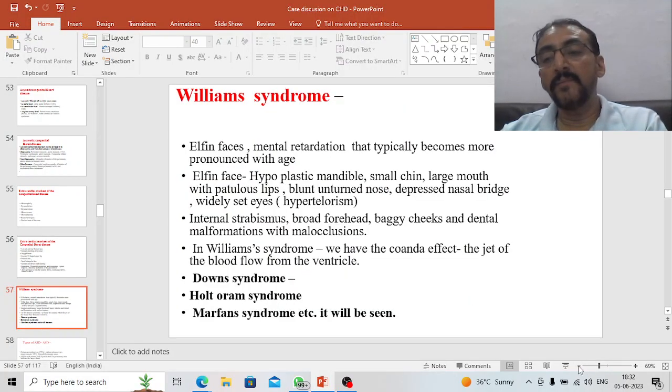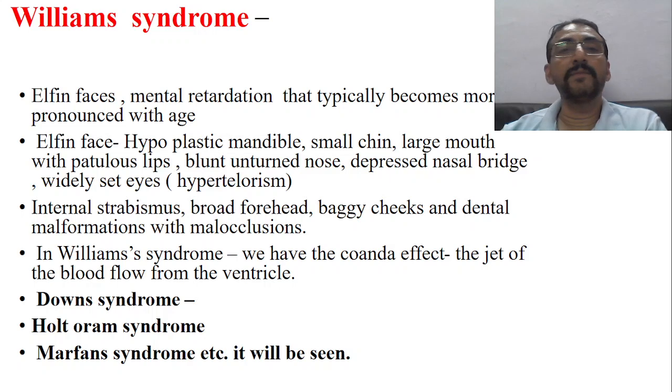Anyway, as I told, one of the important syndromes with which we find cardiac problems is Williams syndrome. If you look into Williams syndrome, the elfin facies will be there, and mental retardation will be there typically. Especially in Williams syndrome, the mental retardation is pronounced with age. As the age increases, the mental retardation increases. Elfin face means hypoplastic mandible, small chin, large mouth with patulous lips, blunt upturned nose, depressed nasal bridge, low set and widely set ears, hypertelorism, etc. will be there. Okay.